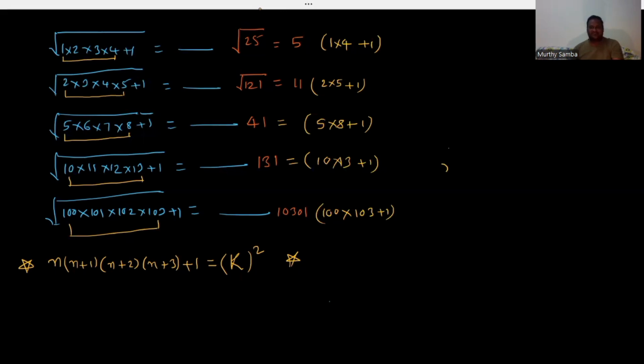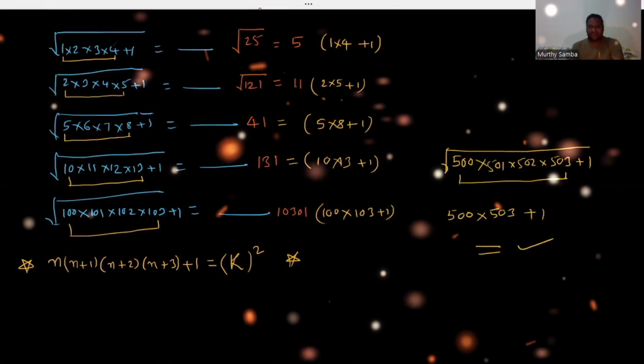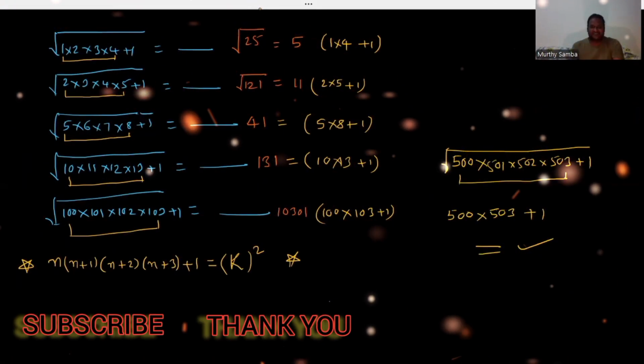Now let's try: what is the value of root over 500 into 501 into 502 into 503 plus 1? See, when you find out its value, use the logic: multiply first number and last number in the product. First number and last number is 500 into 503 and then add 1. So this is the answer for the problem. Hope you feel that it is interesting.